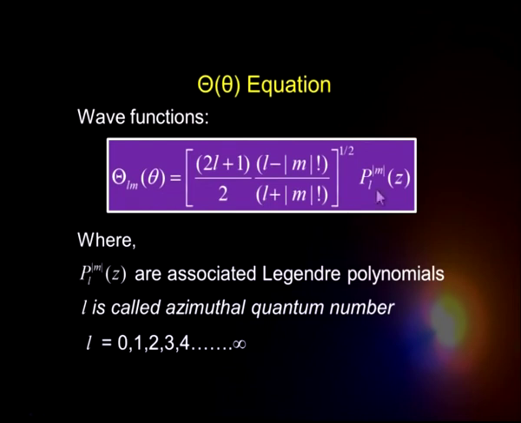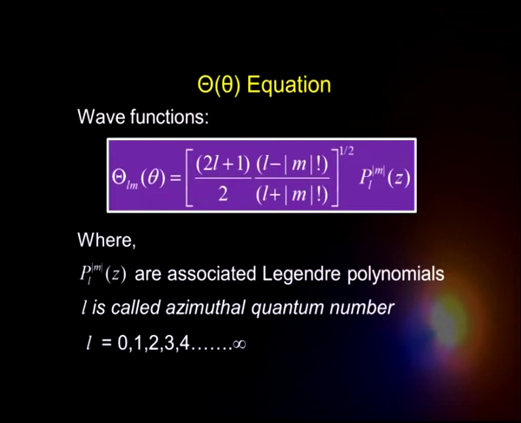Then another thing we get, in addition to the wave functions, is a new quantum number called L, which is called the azimuthal quantum number. We'll talk about its significance as we proceed further. What we find is that this azimuthal quantum number has values of 0 and all positive integers, 1, 2, up to infinity. So that is the second thing we get there.